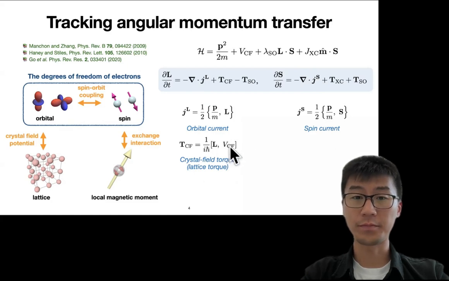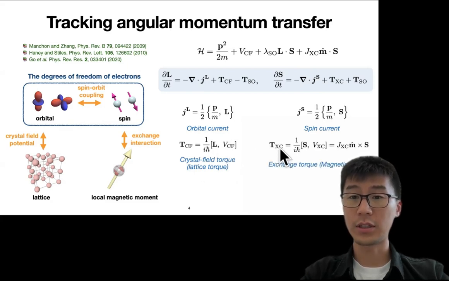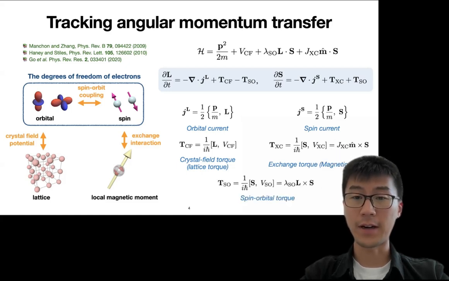but generally it can be calculated as a commutator between L and the potential. And also we can compute the so-called exchange torque between the spin and local magnetic moment in this way. This is given by M cross S. This is the torque that acts on the magnetic moment and that contributes to, for example, switching of magnetization. So I want to emphasize this point. And finally, we have the so-called spin orbital torque, or spin-orbit torque, that comes from the mutual precession between L and S. This describes the conversion of angular momentum between spin and orbital angular momenta.